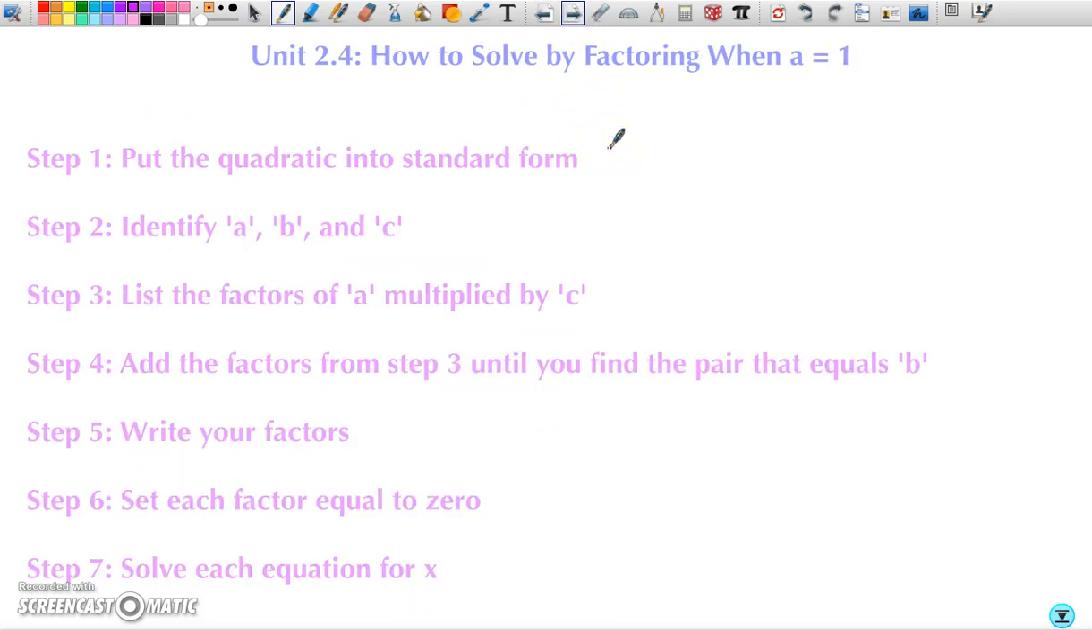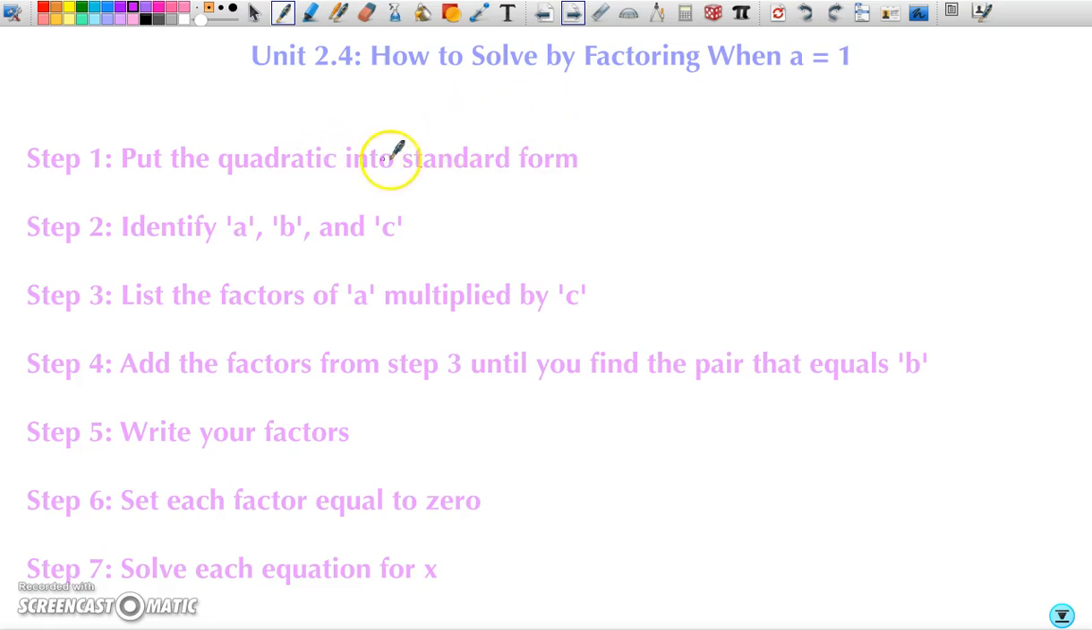Okay, so now how do we solve it when a is equal to 1? You need to write these steps down because you absolutely have to memorize them. I know it's a lot of writing. Trust me, I get it. But you have to know this. This factoring is not going away. You are going to have this all year long. And I'm being so literal when I say all year long.